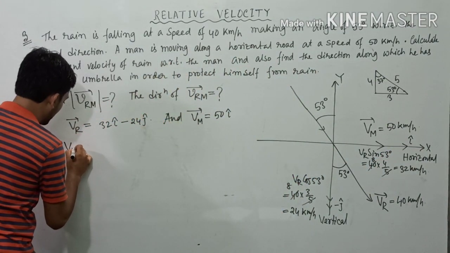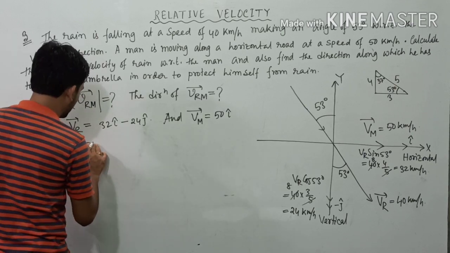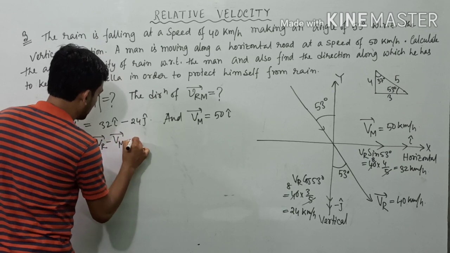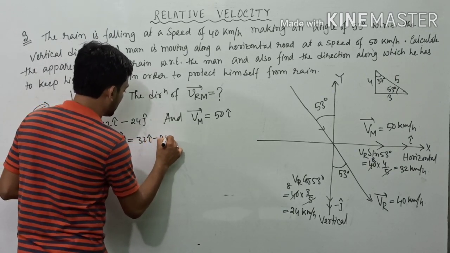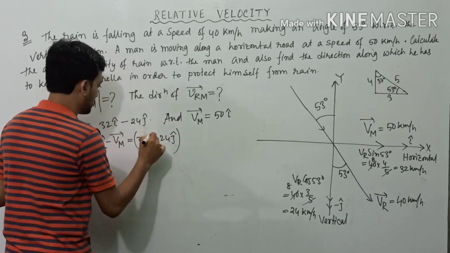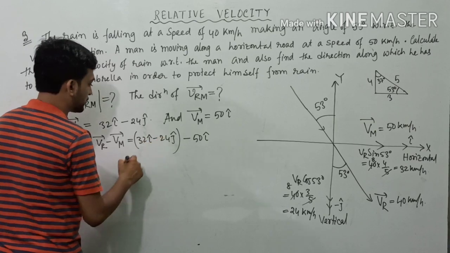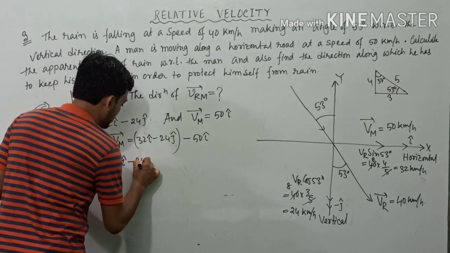So by definition of relative velocity of rain with respect to man, we can write Vrm vector equal to Vr vector minus Vm vector. What is Vr vector? 32 i cap minus 24 j cap minus 50 i cap. So if we solve this, we will get minus 18 i cap minus 24 j cap.